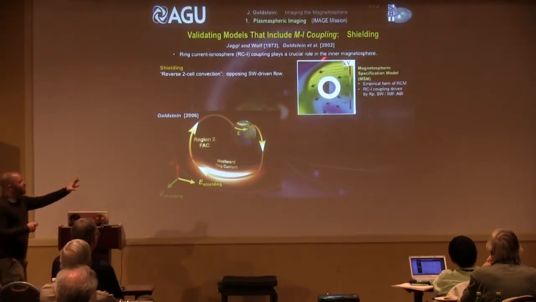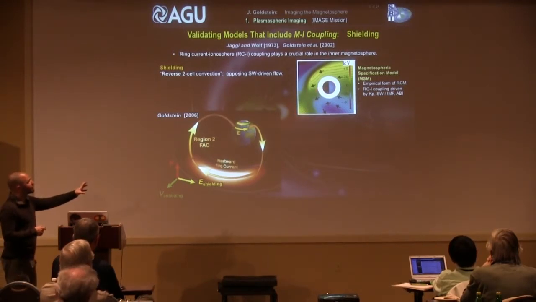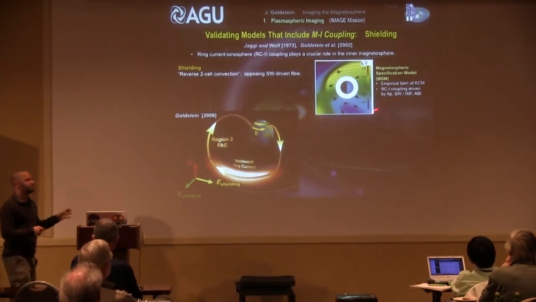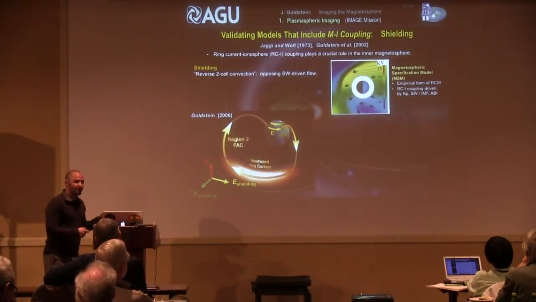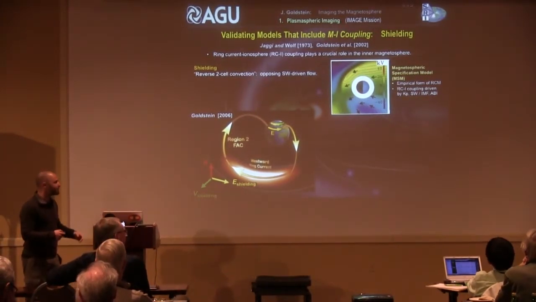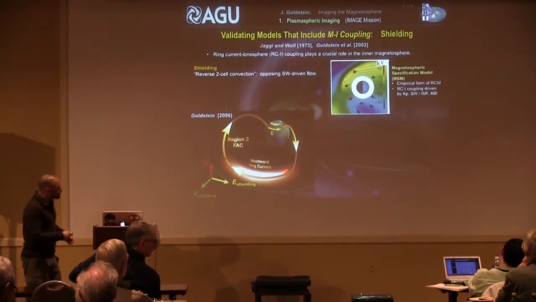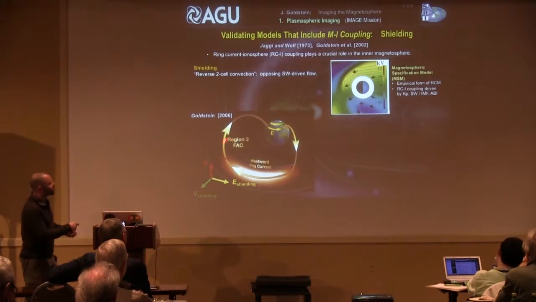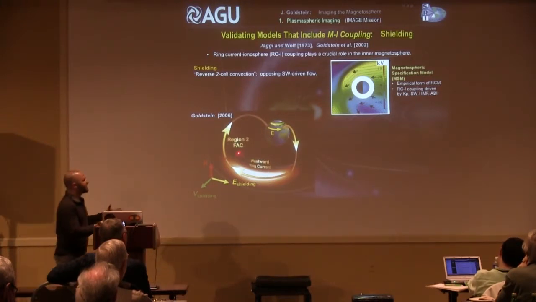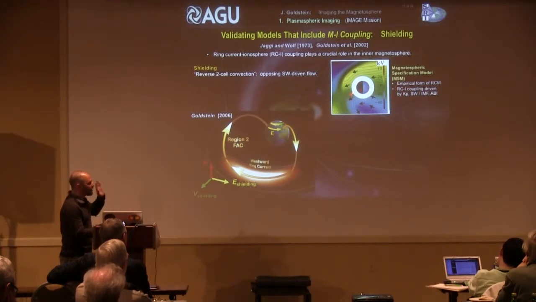This is a plot intended to show a reverse 2-cell convection pattern produced by shielding. This was an eye-opener for me when I was looking at IMAGE EUV observations early in the mission. So you've got this region 2 current system, and you've got the partial ring current connected by the region 2 current system, and the coupling produces this reverse 2-cell convection pattern that opposes the generally sunward 2-cell convection pattern driven by the solar wind directly.